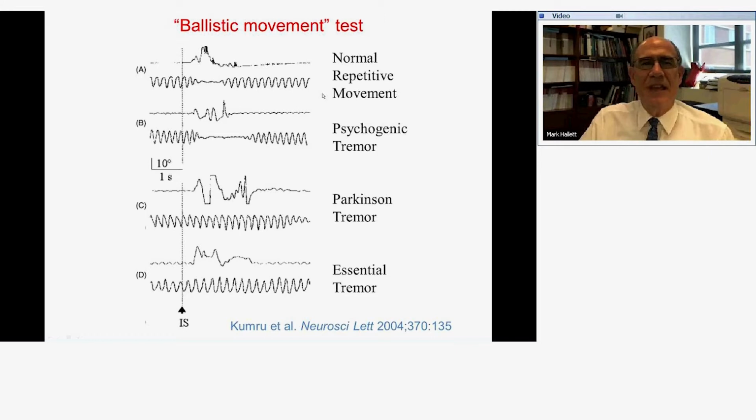Another way of looking at psychogenic tremor is to do the so-called ballistic movement test. It's very similar to entrainment, but it's just a single quick movement. So in someone who is making a voluntary oscillatory movement of one hand, if you ask them to make a quick movement of the other hand, there will be a short pause. This is also seen in psychogenic tremor, but in patients that have a central oscillator, such as in Parkinson's disease or essential tremor, there's no stopping of the oscillation.